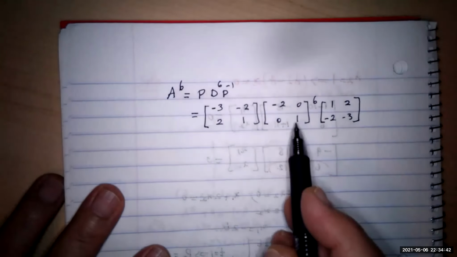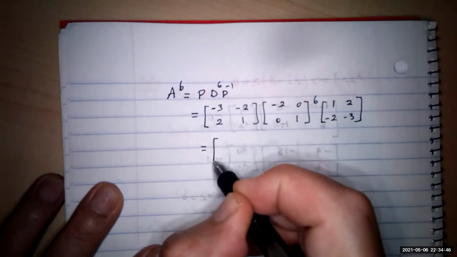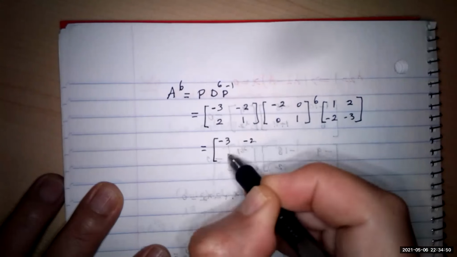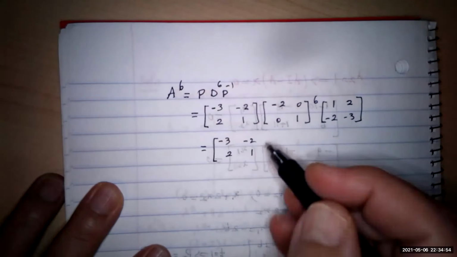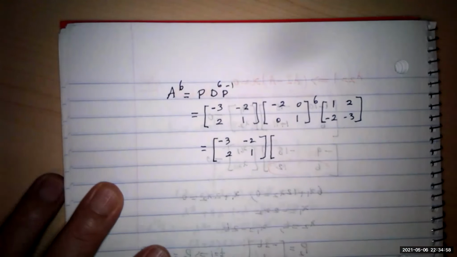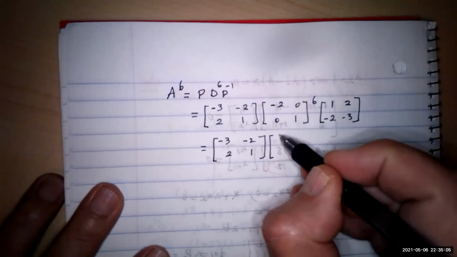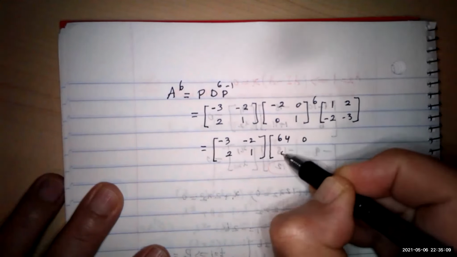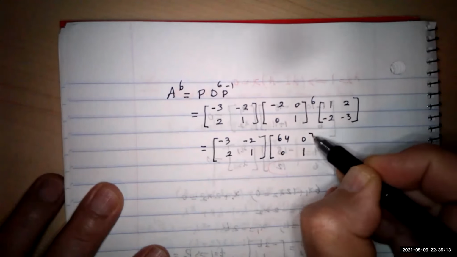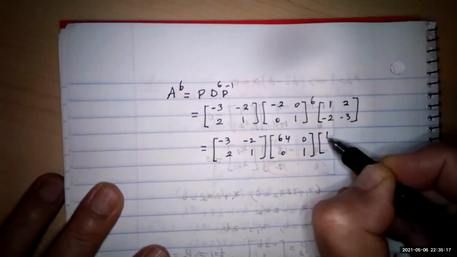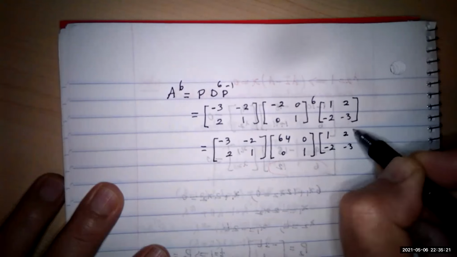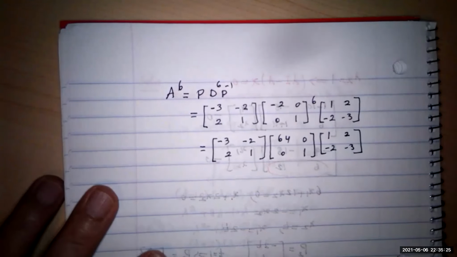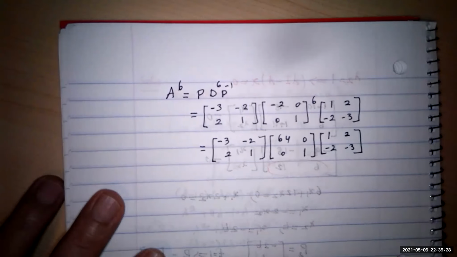The middle one is a diagonal matrix, so the power can be easily computed. We have negative 3, negative 2, 2, 1, and the diagonal matrix to the 6 is going to be negative 2 to the 6, which is 64, and 0 to the 6 is 0, and 1 to the 6 is 1. Then times 1, 2, negative 2, and negative 3. You see? A very easy matrix to multiply together. You can multiply the first two, and then you get the last one.